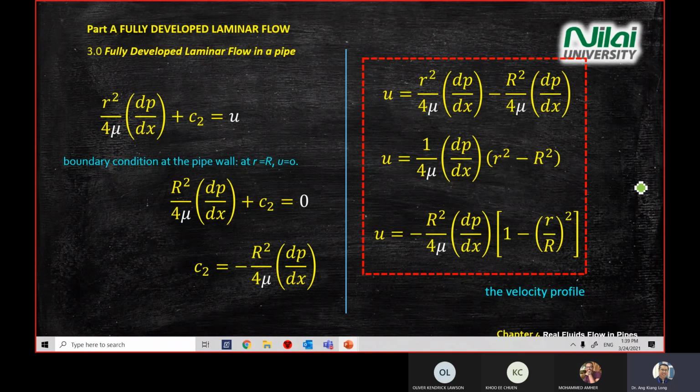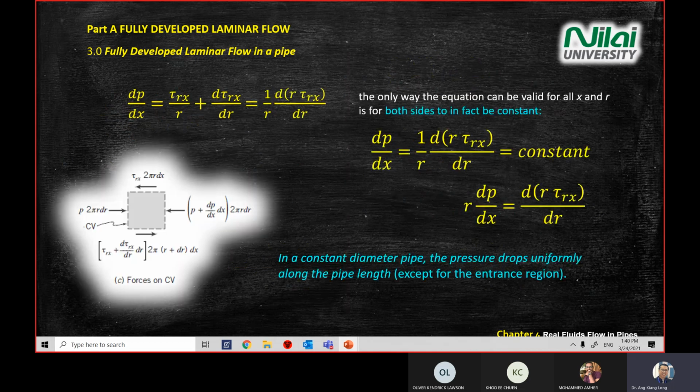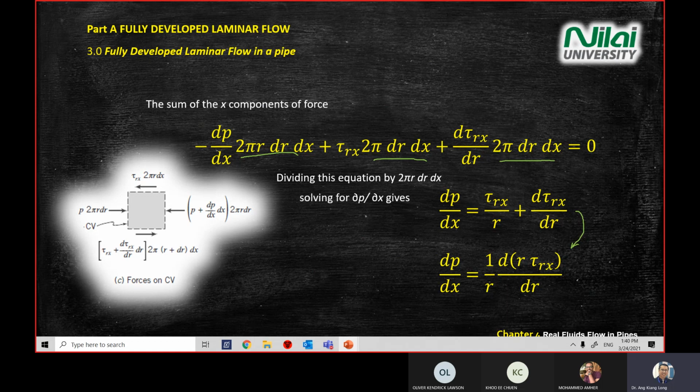Okay, so the important thing is this slide, this velocity profile. There are three formats there. You can use the first one, the second one, or the third one, depending on the scenario that you have. These three are actually the same equation, only a mathematical rearrangement. As for the derivation steps, just read through the slides and try to understand how we get it.